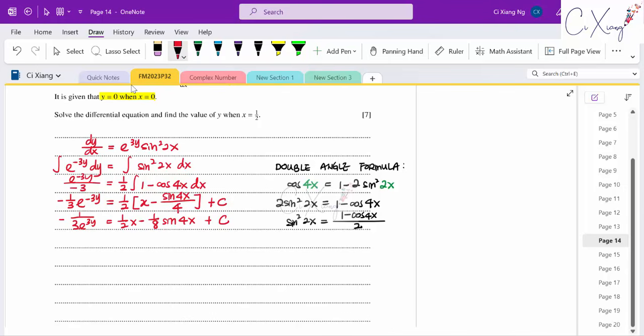So to get the value for c, we look at the initial value given by the question. We have y equals 0 when x equals 0, which means we substitute into the equation here. I will substitute y equals 0. So when y equals 0, I have e power 0, and e power 0 is a 1. So for the left hand side, I am left with only negative 1 over 3. x is 0, so this part equals 0. Sine 4x means sine 4 times 0, and sine 0 is also 0. So my c is basically negative 1 over 3. Okay, so if I rewrite my equation again, I have something like this.